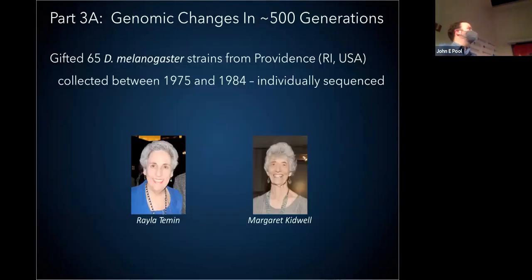This began when I came to UW, and I was kindly given a set of fly strains, which were more than 60 fly strains that were all collected from the same time and place. They happen to have been from Providence, Rhode Island, and to have been collected within about a 9-year time span, initially collected by Margaret Kidwell and maintained very effectively over the years by Rayla Temin here. And so I want to give credit to both of these illustrious geneticists for making sure that these flies were collected and maintained through time.